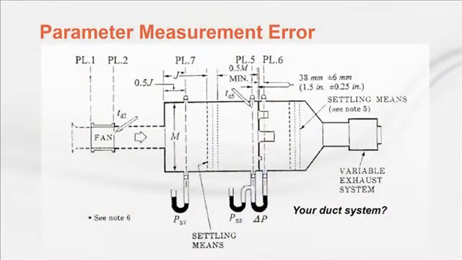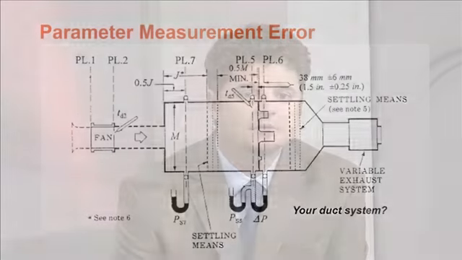Some designers want to verify fan performance in the field to make sure the fan works as predicted by the manufacturer's fan curve. I always want to ask, does your duct system really look like this test chamber? Because if it doesn't, the as-installed fan curves won't be the same as the catalog fan curves. It's simply not easy to duplicate published fan curves in the field.